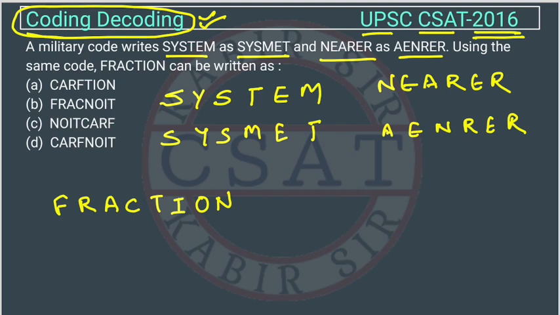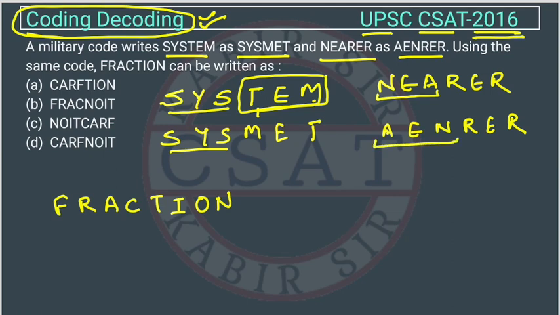So this is SYS and this is the same SYS, and what is happening with this TEM? So this is becoming MET. So we are just reversing these letters. The last letters are getting reversed, right? So this was TEM, they have converted it into MET. Now we will see the logic here. So this is NEA. This was constant here, but they have converted this letter also, like, they have written it in reverse order, right?